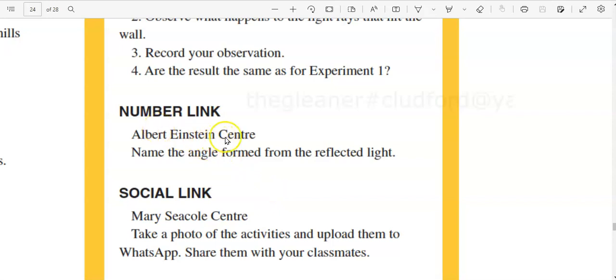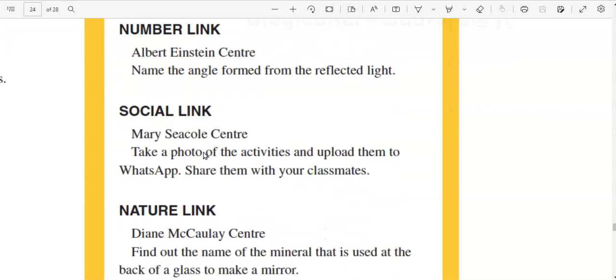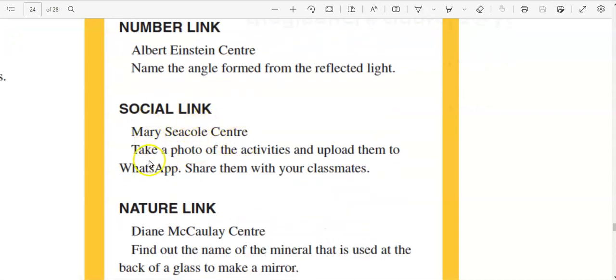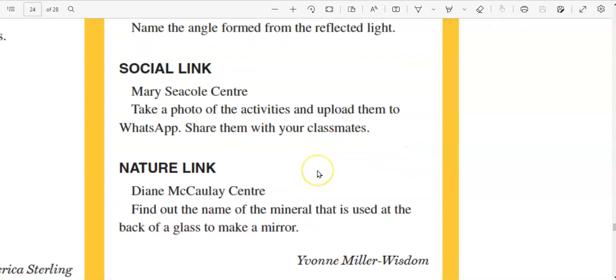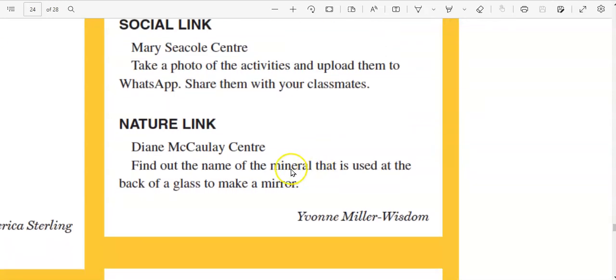Number link, Albert Einstein Center. Name the angle formed from the reflected light. Okay, so this is a little math link there as well. Is the angle acute? Would it be obtuse? Would it be reflex? So those angles there come to mind quite quickly. Social link, Mary Seacole Center. Take a photo of the activities and upload them to WhatsApp and share them with your classmates. Again, you could share a link to those in the description below.